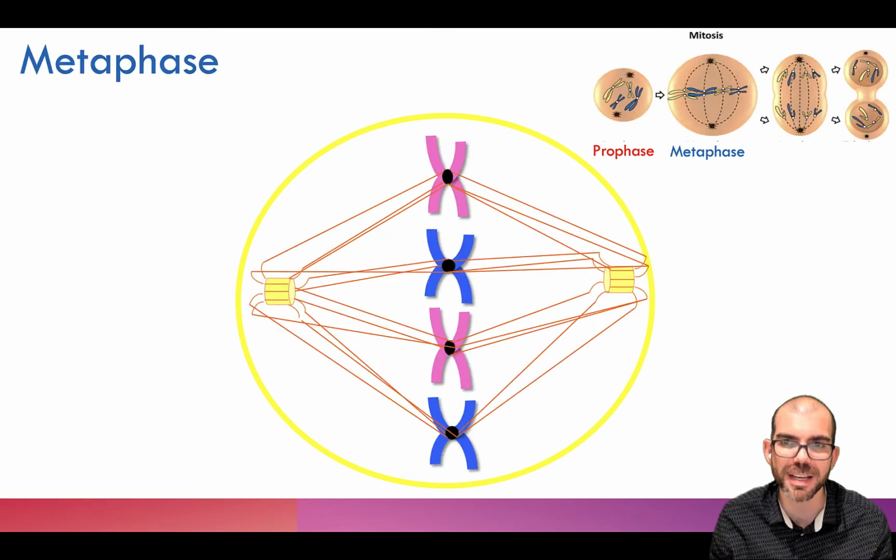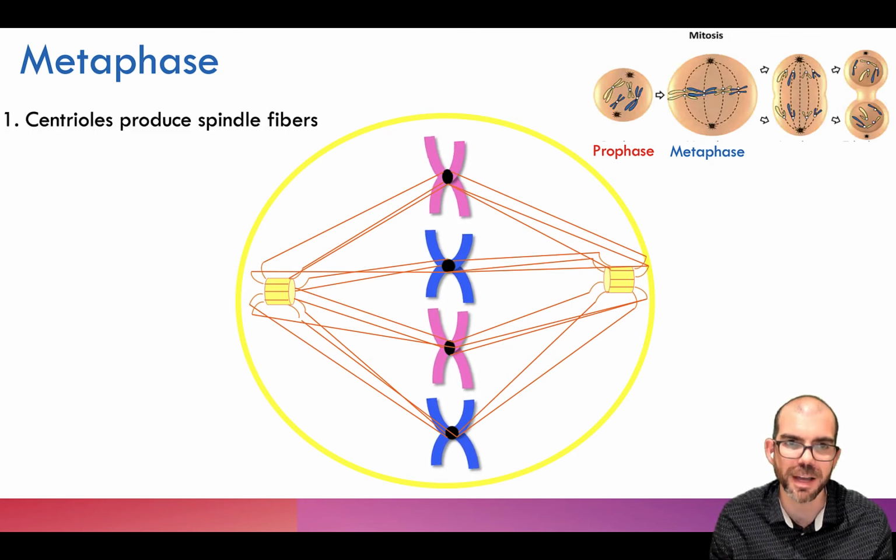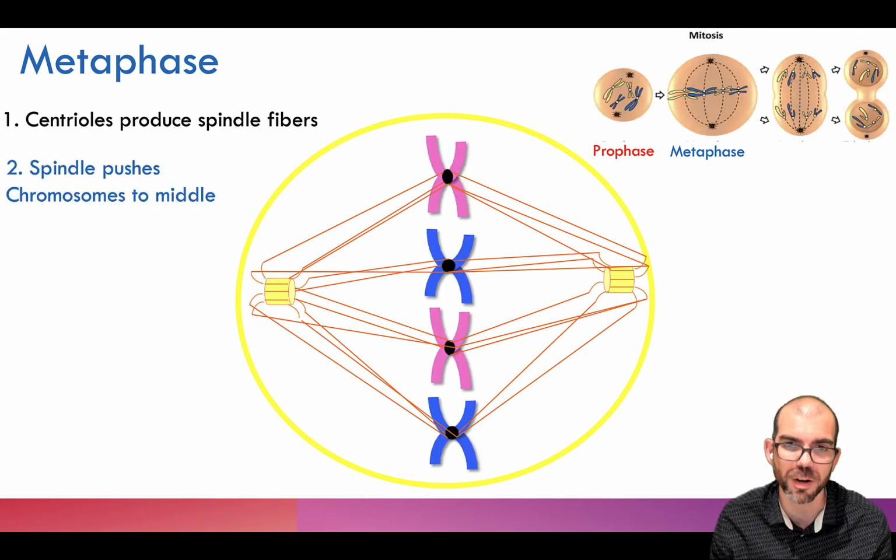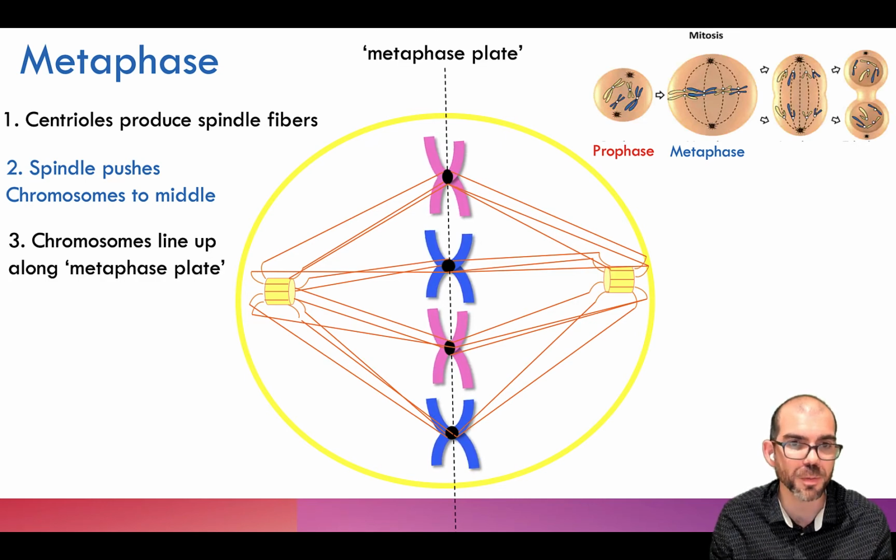After prophase is metaphase. Notice where the chromosomes are now and what happened to the centrioles. During metaphase, centrioles begin to produce fibers called spindle fibers. Those spindle fibers attach to the centromere of the chromosomes and push them to the middle of the cell. And all those chromosomes will align along the middle of the cell along an imaginary line called the metaphase plate. There is no actual plate there, it's just an imaginary line.